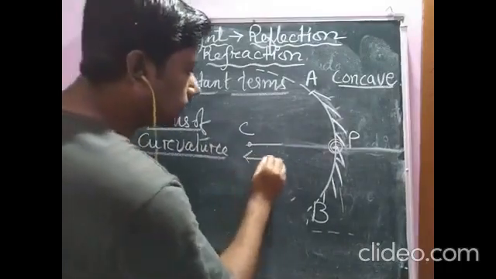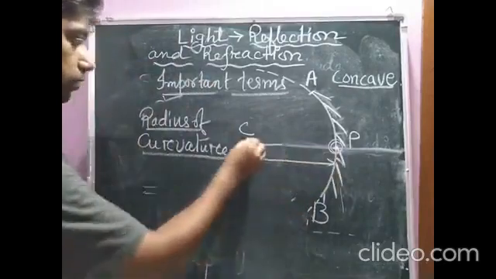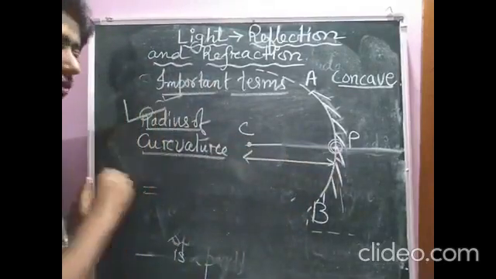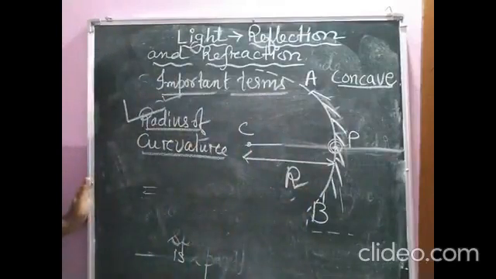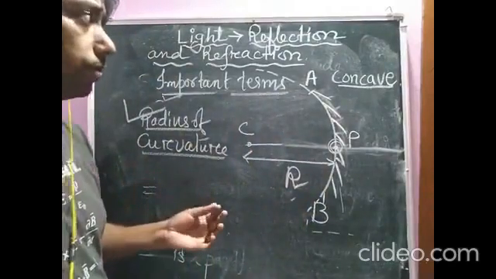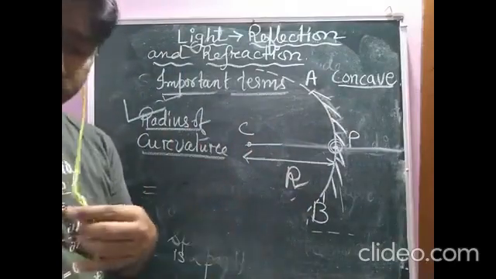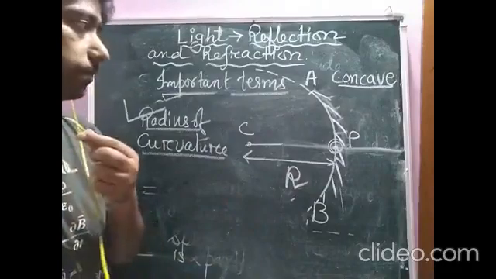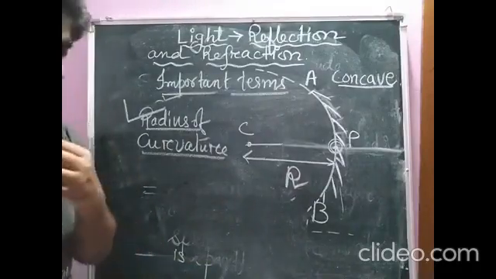So in this case, this distance from P to C is known as radius of curvature. It is denoted by capital letter R. So what is radius of curvature? You will note it down on your own. The radius of the imaginary sphere of which the mirror is a part is known as radius of curvature.